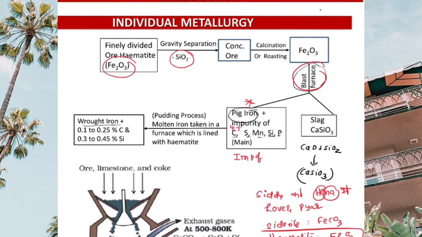When molten iron is taken and processed further, we first get cast iron. From there we get wrought iron. Wrought iron is the pure form of iron. It contains 0.2 to 0.5% of carbon.